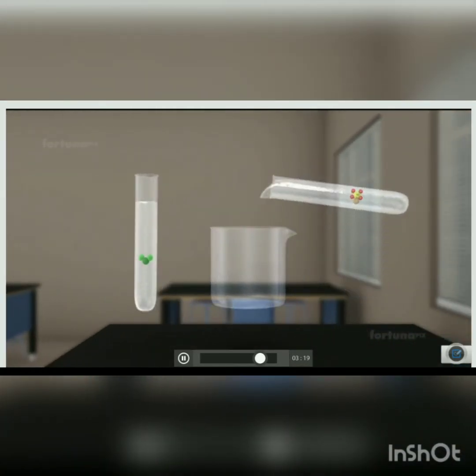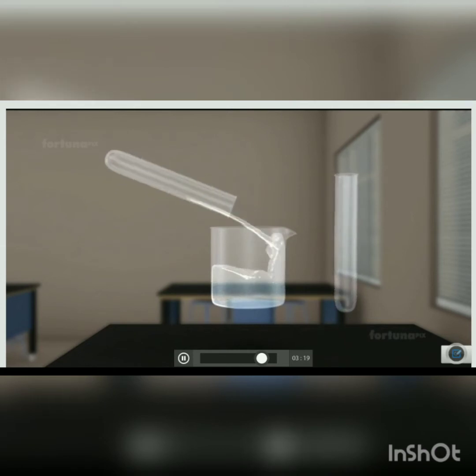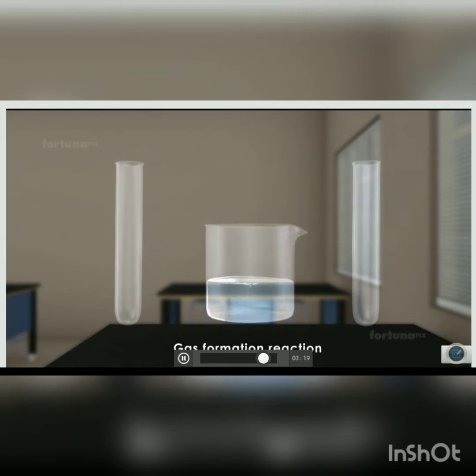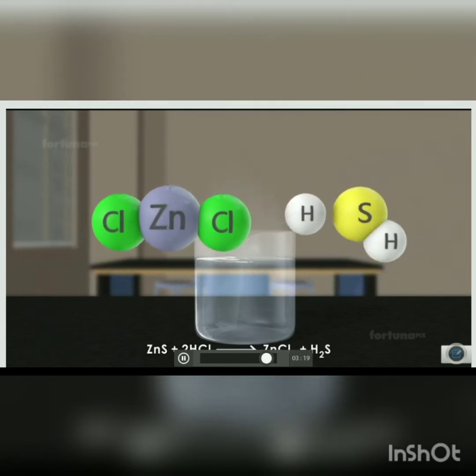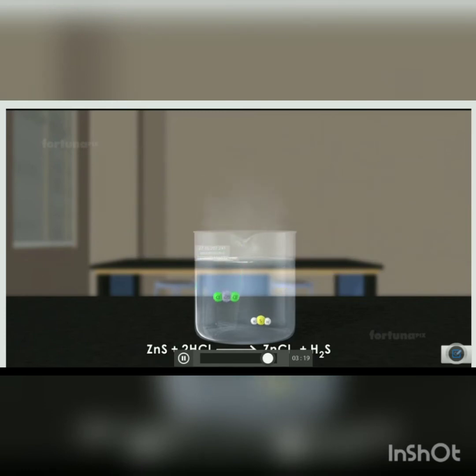Now we will take an example of a double displacement reaction in which an insoluble gas is forming, known as gas formation double displacement reaction, in which solid zinc sulfide reacts with hydrochloric acid to form zinc chloride, and hydrogen sulfide gas is produced during this reaction.